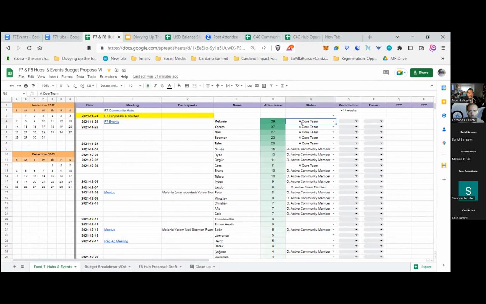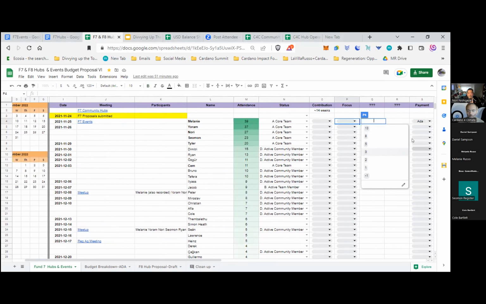But here we are. Yoram suggested, how about divvying it up as a factor of core team, whoever's very active. That's one way of doing it. I love my Fibonacci numbers as well, so they're in here. This would be focus. So say this is something that came up with Gimbal Labs.